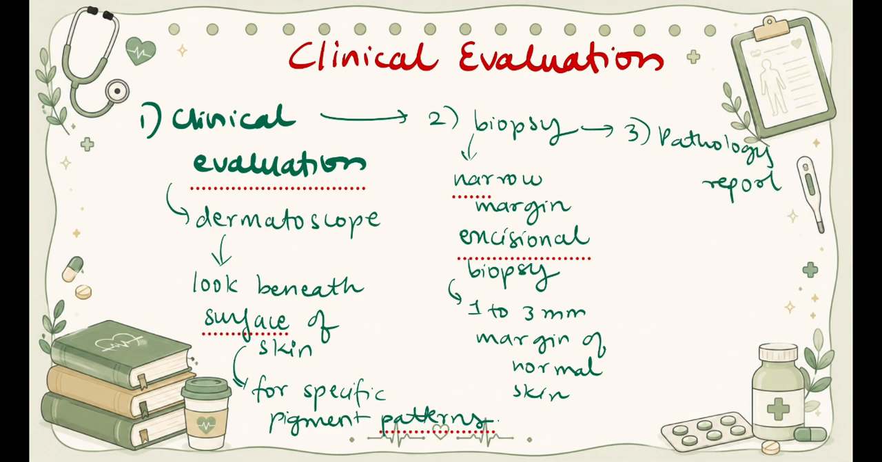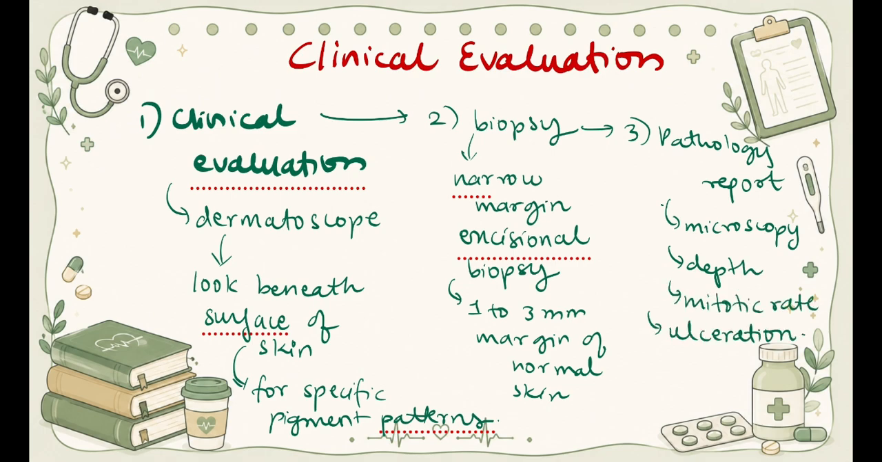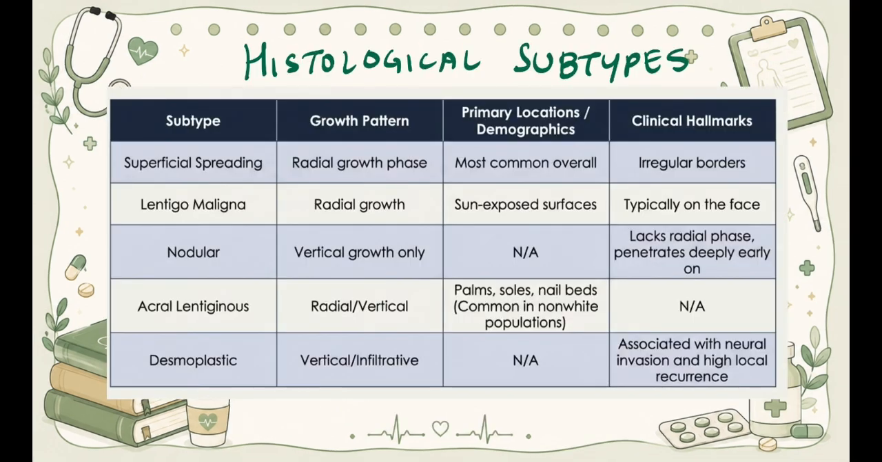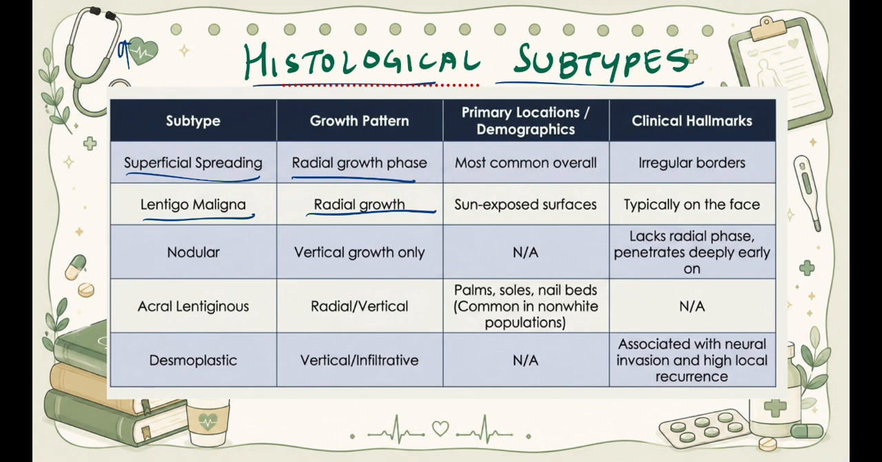Finally, step 3 is the pathology report. An expert examines that tissue under a microscope. They measure the exact depth. They count how fast the cells are dividing, and they check for any surface ulceration. That highly detailed pathology report will also classify the exact nature or subtype of the tumor. Some subtypes, like superficial spreading and lentigo maligna, feature what we call a radial growth phase. This simply means they spread outward, flat across the surface of the skin.